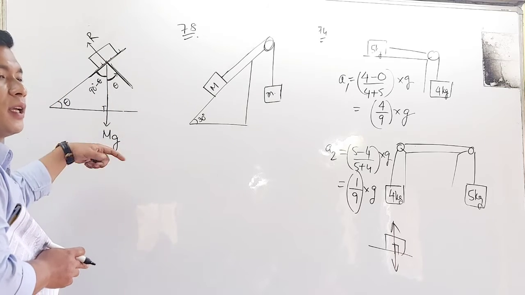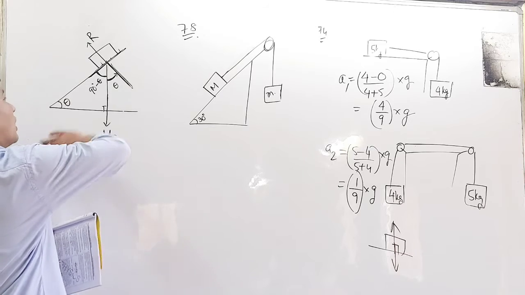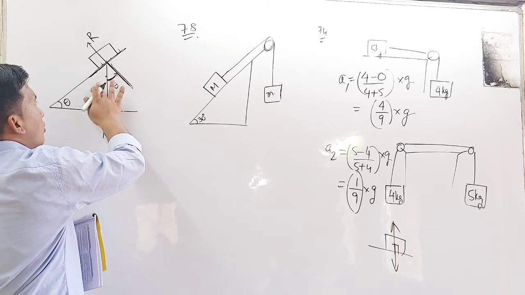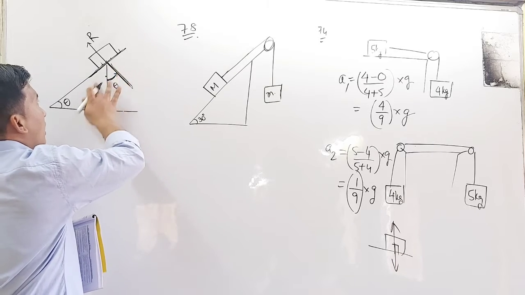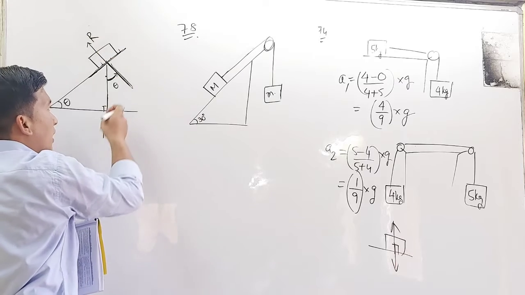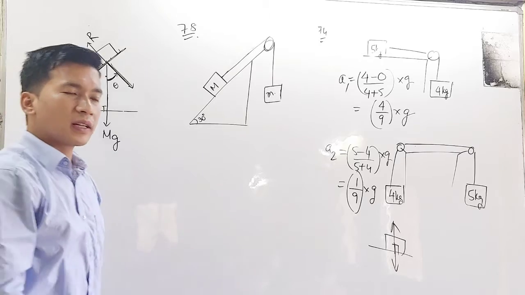If you do not understand this, in your examination you cannot find out the angle. The normal direction and the weight always make an angle that is equivalent to the angle of incline.